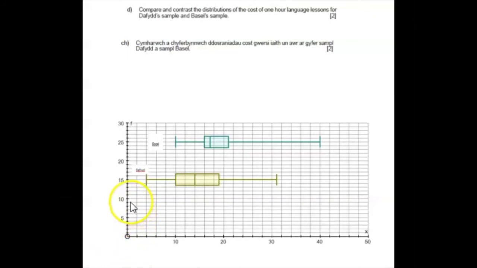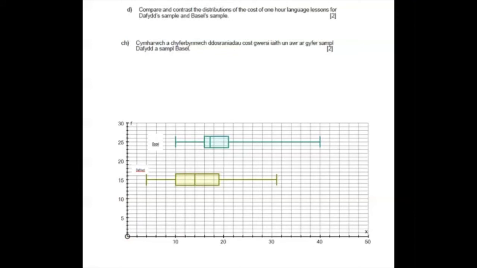So looking at the box plots, Davits' box plot is always to the left. It's lower values all the way through, with median, lower quartile, upper quartile. So generally Davits' payments that he's worked out are generally less. You would also look at the spread of the data.